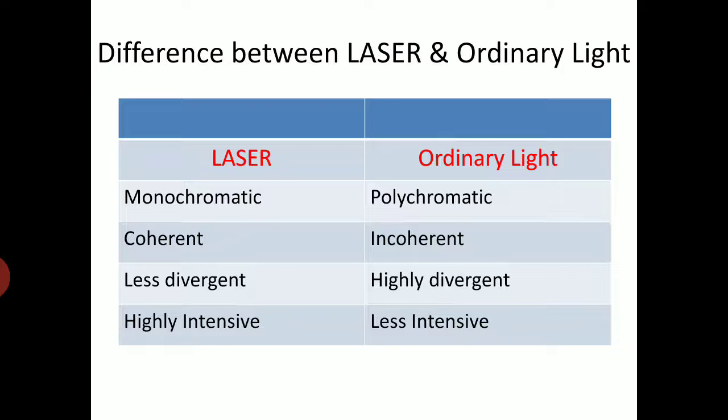It means the photons coming out of ordinary light are not in phase. The third one is less divergence. Though directionality is very high, the divergence of the laser is very minimal, but compared to that, ordinary light is highly divergent. If you take a torch and try to focus it, we can see the divergence, and we cannot focus more than maybe 100 meters. The fourth property is high intensity, and the ordinary source is comparatively less intense. So this is the main difference between the laser and ordinary light.